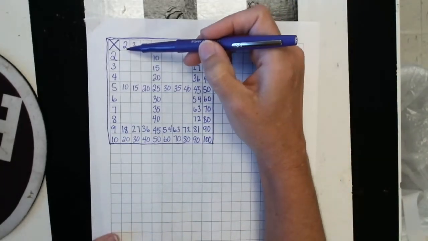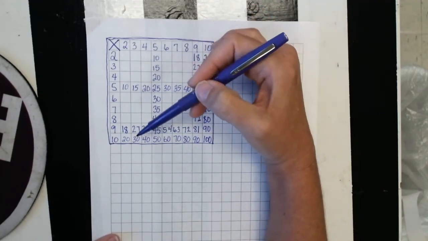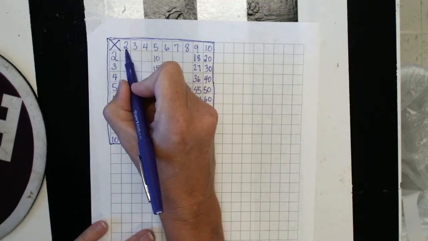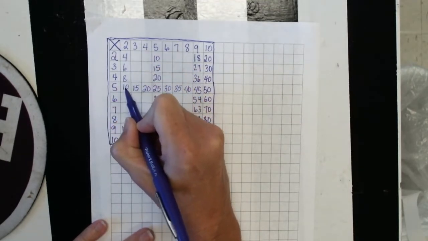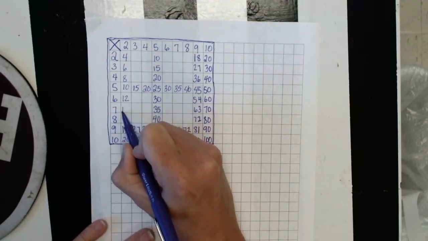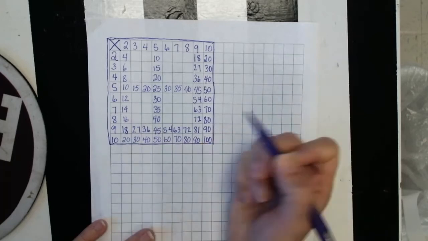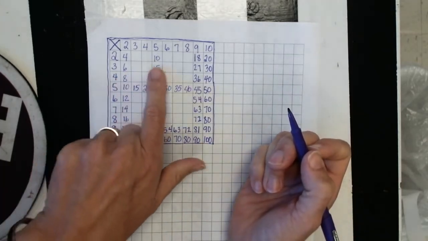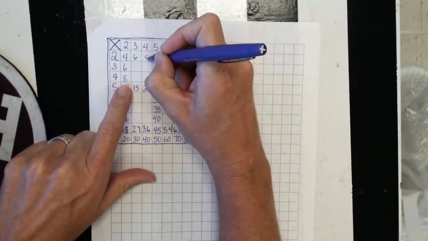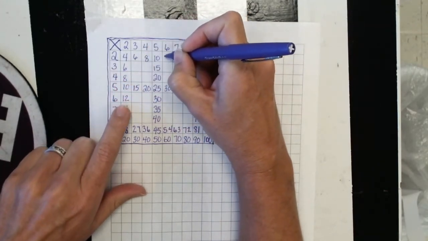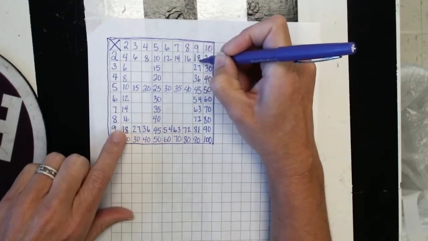Okay. All right. So we're going to start with the twos column and we're going to do our twos next because they're easy. I can count by twos. So I'm going to go down first, 2, 4, 6, 8, 10, 12, 14, 16, 18, and 20. Okay. So now I'm going to fill them across this way again. 2, 4, 6, 8, 10, 12, 14, 16, 18, and 20.